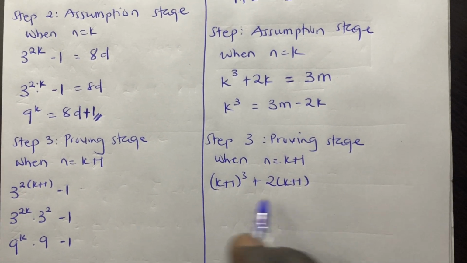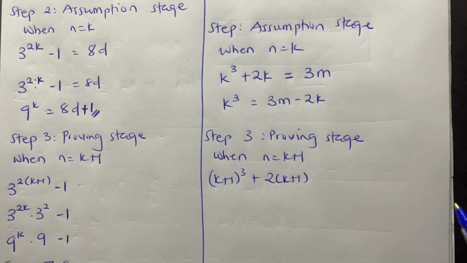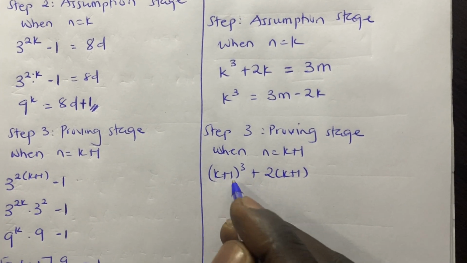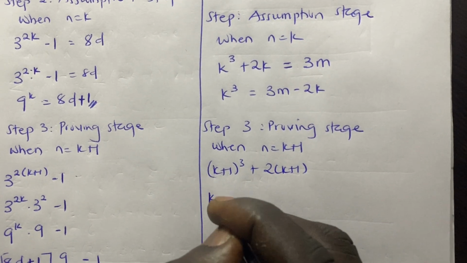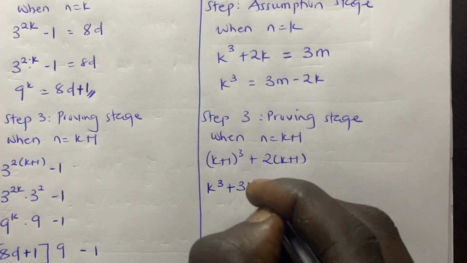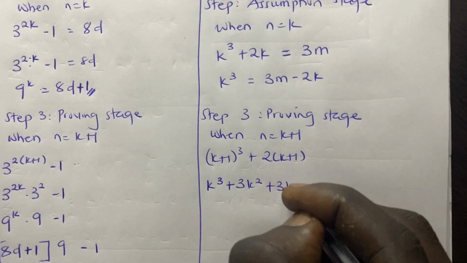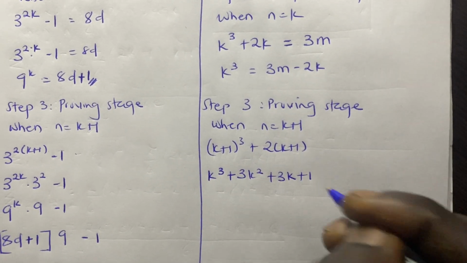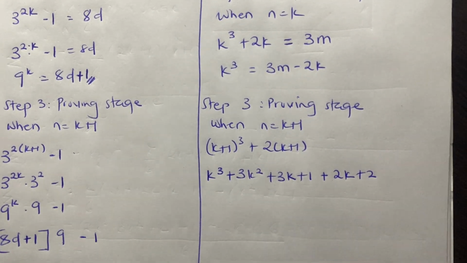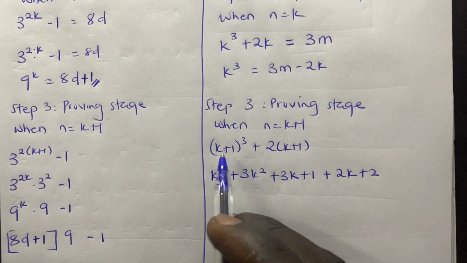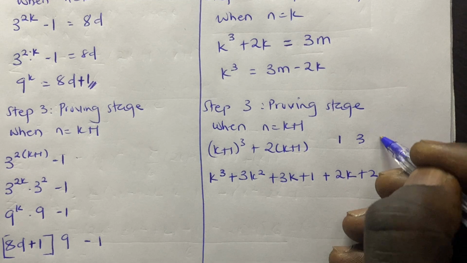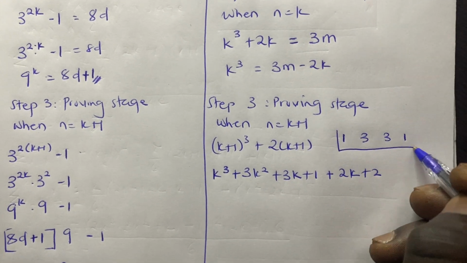As usual, we are not going to equate this one to anything that has 3 in it because we are going to use this one to prove it, right? So if you have to expand this, we are going to get k cubed plus 3k squared plus 3k plus 1, right? Plus 2k here and then plus 2 here too. Please, I hope you understand it, because if you are expanding this, it's supposed to have 1 3 3 1, like we already know, right?